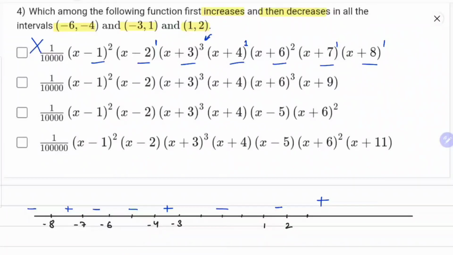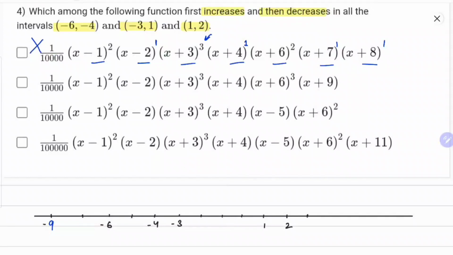So let's remove this, and now let's consider option 2. It has 1 as a root, 2 as a root, minus 3, minus 4, minus 6, and minus 9. Okay, so we can write this as 9.